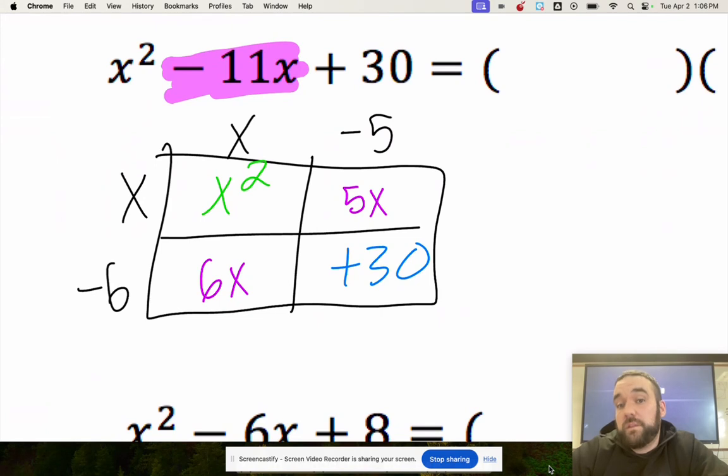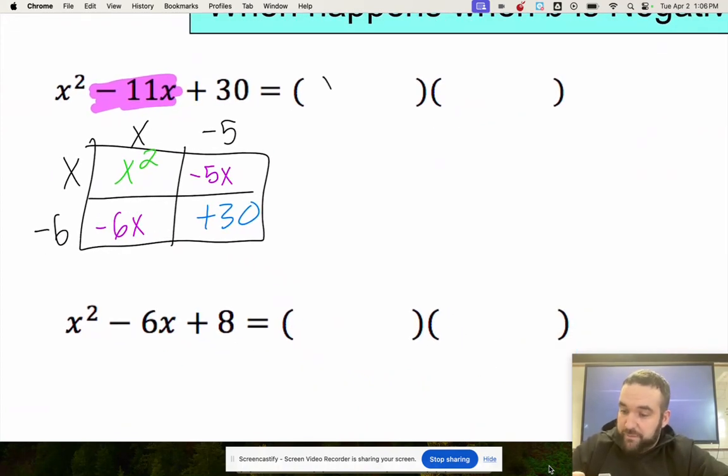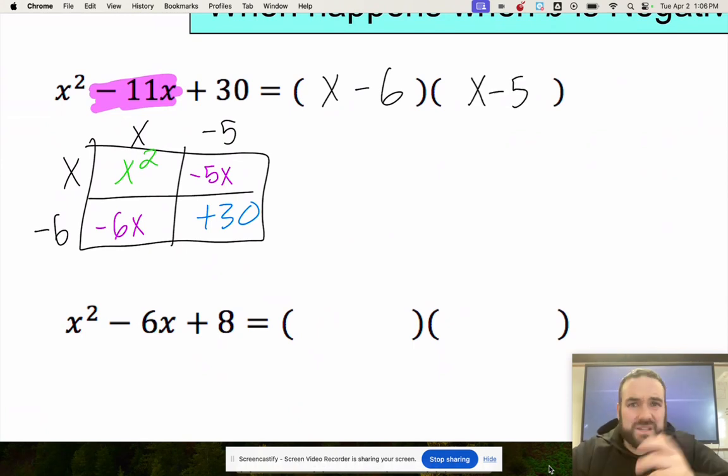I can't make just one of them negative. If I made just one number negative, a negative 5 multiplied by a positive 6, that will always result in a negative number, and that's not what I have. My C value, that last number, is positive 30. So in order to make this work, I need a negative on both. That will make both of these negatives. And now when I combine negative 5x and negative 6x, I do get my negative 11 that I'm looking for. So my factored form would be x minus 6 and x minus 5. Order doesn't matter. If you want to put x minus 5 first, you totally can.